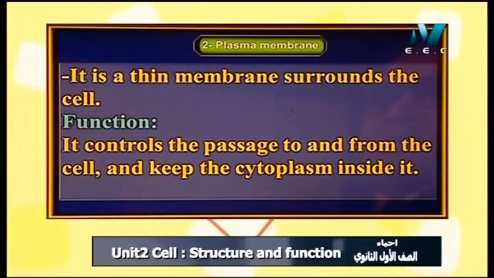We will start now with the plasma membrane. The plasma membrane is surrounding the cell, so it is found in all cells. The function of the plasma membrane: it controls the passage to and from the cell and keeps the cytoplasm inside it. So it does two things: it controls passage, and keeps the cytoplasm inside the cell.